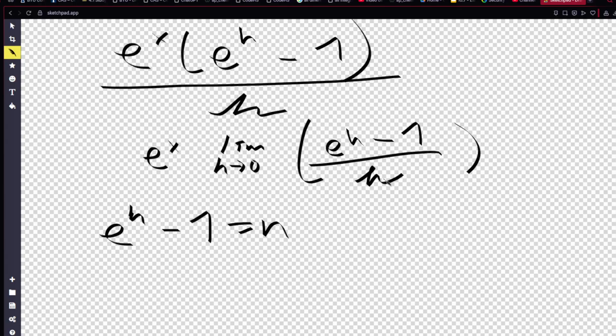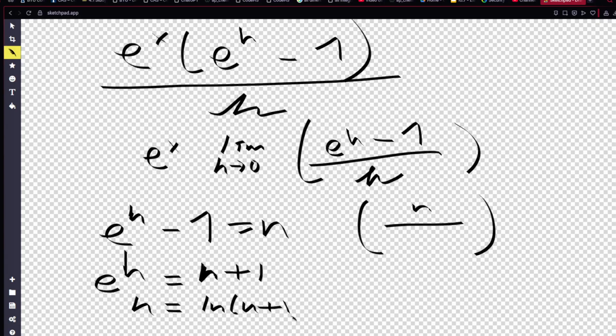So now let's solve for h, because we can rewrite this as n divided by h, but we want h in terms of n. So we add 1 to the other side: e^h = n + 1. This is pretty confusing because h and n look pretty similar. We're going to log both sides, so we get h = ln(n + 1), so that would be ln(n + 1) here.